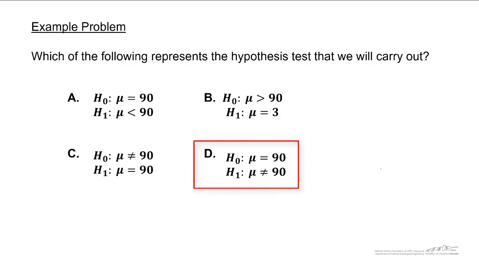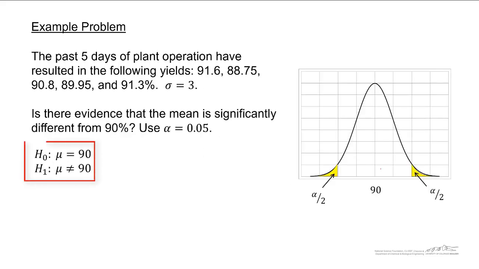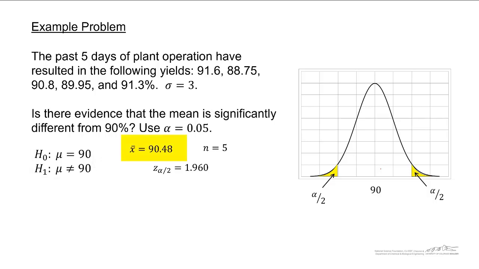The null hypothesis is the mean is 90. The alternate hypothesis is that the mean is significantly different from 90. That means it can be less or it can be greater. So we set up our hypothesis test. We can collect our sample statistics, n equals 5. If I go into Excel and compute the average of these values, I get 90.48. We're going to be splitting alpha into two tails because this is a two-tailed test. It's a not equal to test. Z alpha over 2 is equal to 1.960.